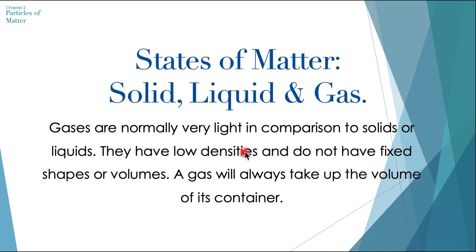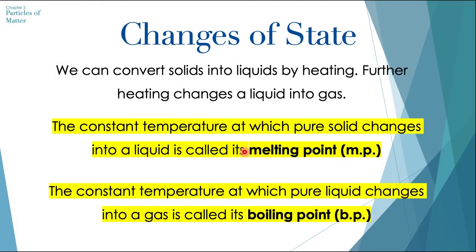So, now that we've understood the properties of the three states of matter, solid, liquid, and gas, we can move ahead on to understanding the changes of state. For example, we can convert solids into liquids by heating, and further heating can change a liquid into a gas. So, these are the changes of the three states of matter: from solid to liquid, from liquid to a gas, from a gas to a solid, from a gas to a liquid, from a liquid to a solid as well. So, these are some things to remember here.